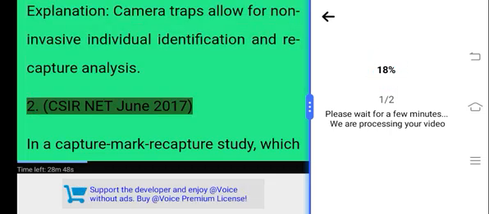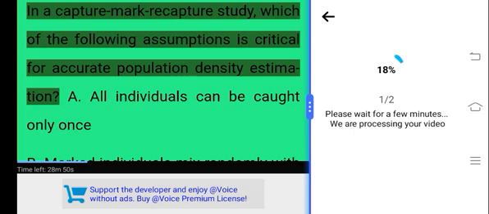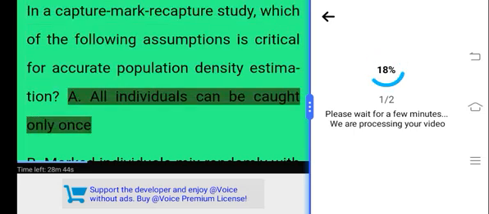2. CSIR NET June 2017. In a capture mark recapture study, which of the following assumptions is critical for accurate population density estimation? All individuals can be caught only once.